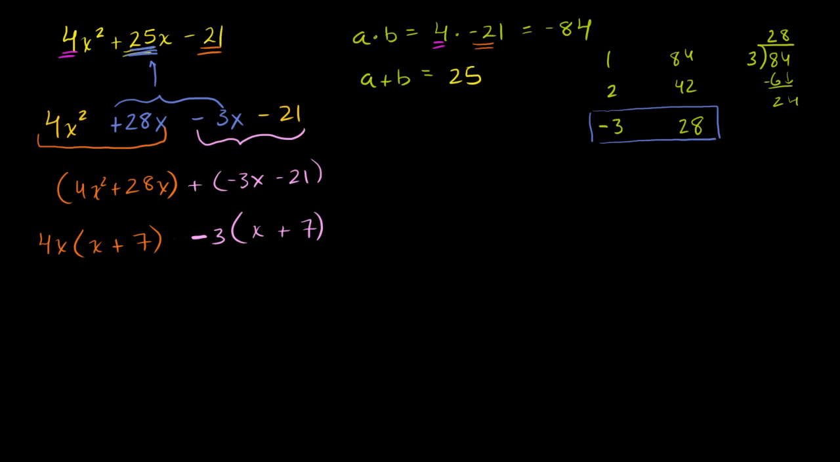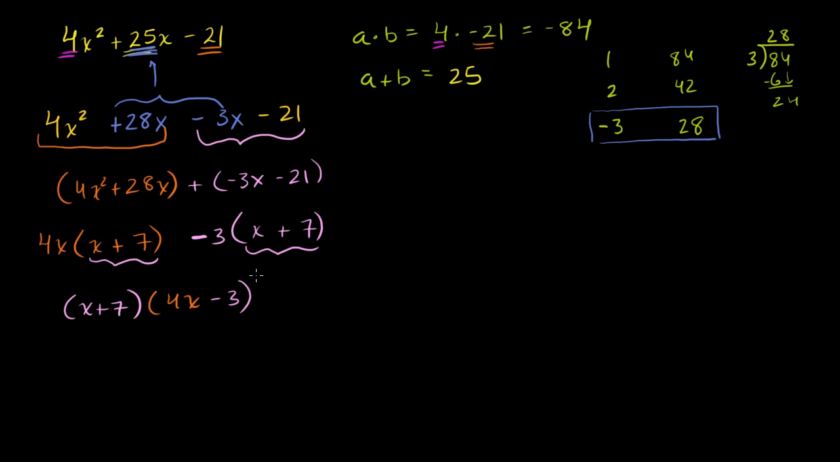So what can we do here? We have x plus 7 times 4x. We have an x plus 7 times negative 3. Let's factor out the x plus 7. We get x plus 7 times 4x minus 3, minus that 3 right there. And we've factored our quadratic by grouping, and we factored it into two binomials.